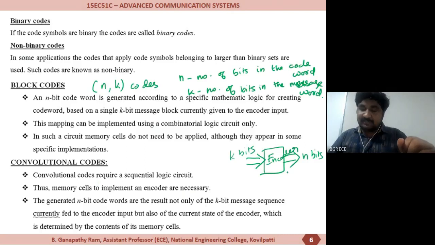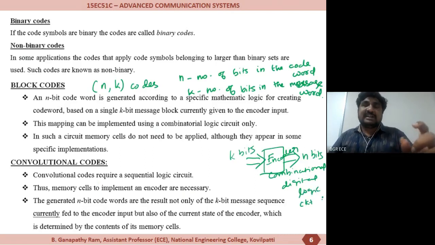And the encoder will be implemented with the help of combinational digital logic, which uses only different logic gates, such as AND, NOT, OR, NAND, NOR, XOR, and XNOR. Then this kind of code is called a block code. And this will not involve a memory requirement, as it only uses simple Boolean logic gates. And the implementation will be very easy.